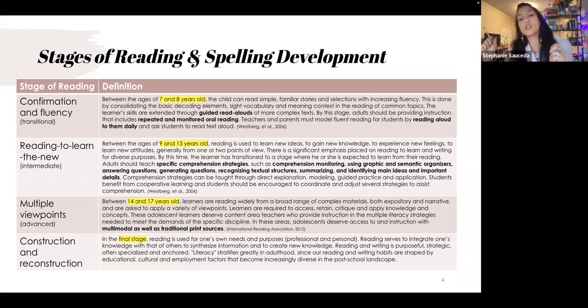Another way that oral language proficiency really helps with students and their ability to comprehend a text, if they are able to understand the complexity of language and the nuance of some words, and the fact that in different contexts they have different meanings or can be used in different ways. So the learner skills are extended through guided read aloud. So from 7 and 8 years old, guided read alouds of increasingly more complex texts, but not super complex. Because like I just said, I have exactly this transitional group living under my roof right now.